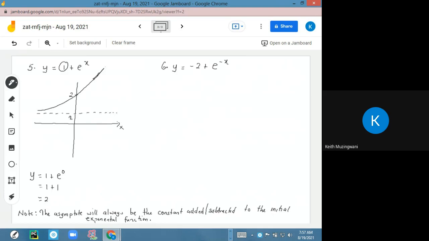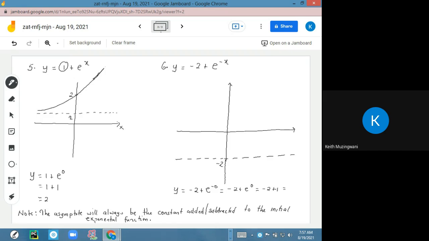So we are sketching. What is the asymptote, the added or subtracted constant? We have negative 2, so negative 2 becomes our asymptote. Then from there, we go back to the function and look for y when x is 0. We're looking for the intercept. e to the power negative 0 is the same as negative 2 plus e to the power 0. e to the power 0 is 1. So we have negative 2 plus 1 giving us negative 1. So the intercept is negative 1.